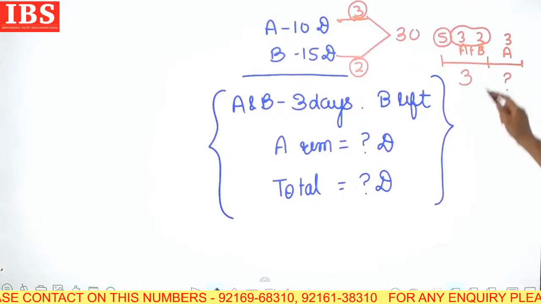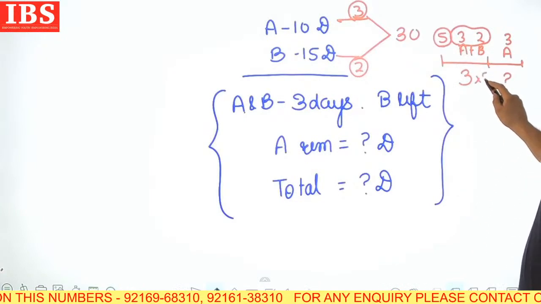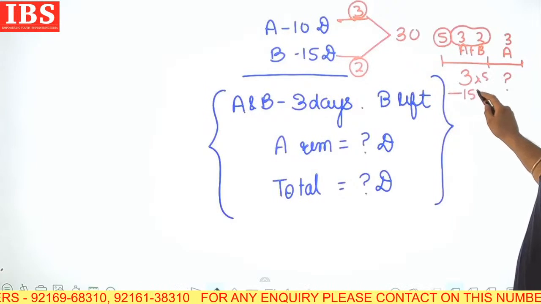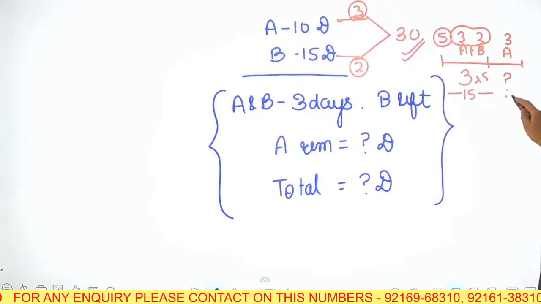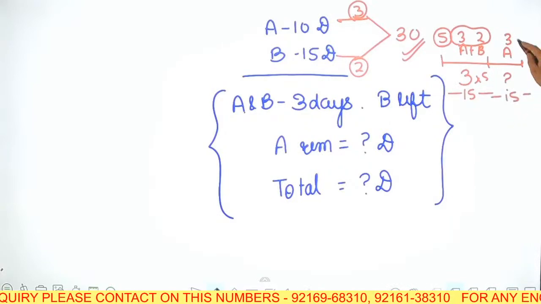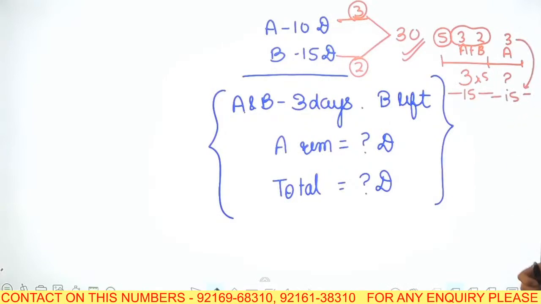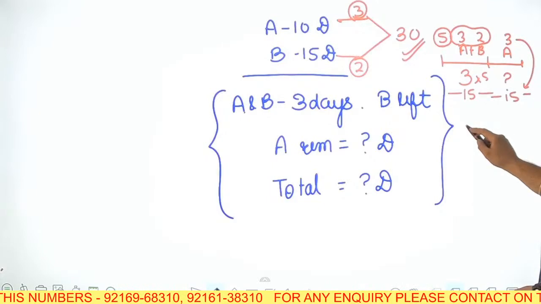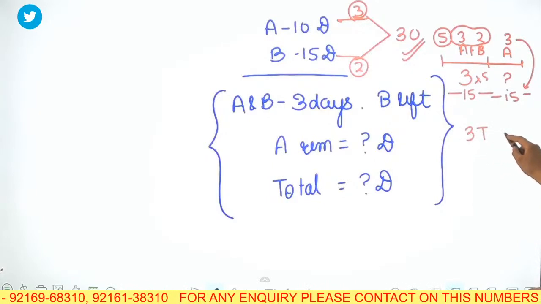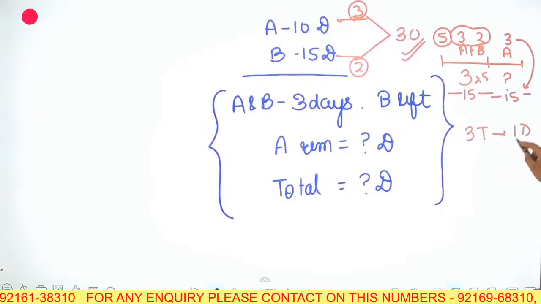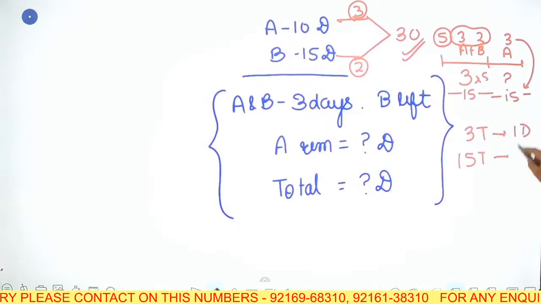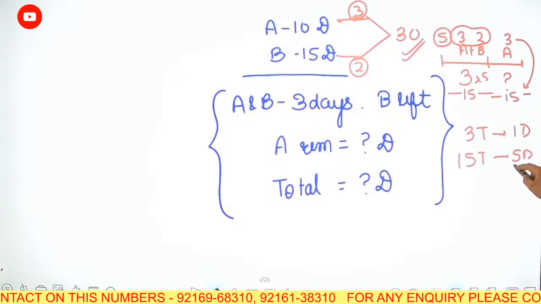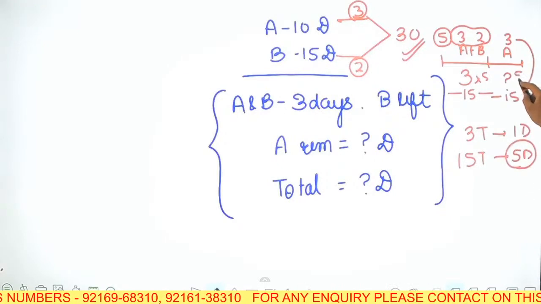So in 3 days they will make 3 into 5, that is 15 tables till here. So out of 30, 15 work is done, so 15 will be left. So 15 will be done by A. A makes 3 tables per day. So 15 will be done in how many days? This is 5 times, so this also becomes 5 times, that means 5 days. So this question mark will be equal to 5.